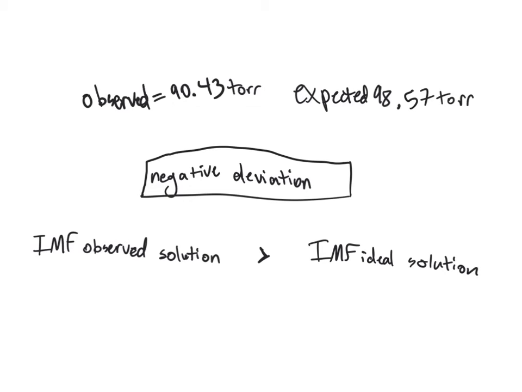This means that the intermolecular forces in the experiment or the observed solution are greater than the intermolecular forces for the ideal solution. Because as the intermolecular forces weaken, then more of the solution can vaporize, which gives it a higher vapor pressure. And because it has a lower vapor pressure than we expected, then that means that the intermolecular forces were stronger because it didn't let as much vaporize.